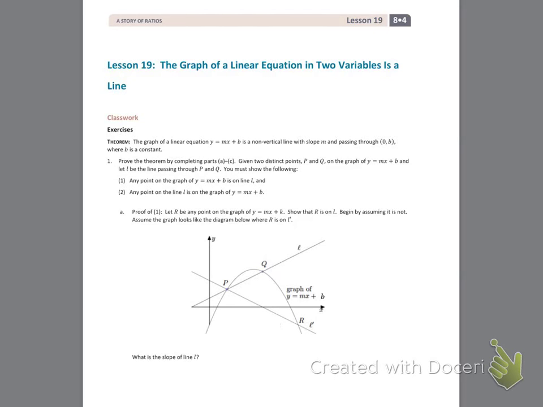Okay, so we're given 2 points, P and Q, that are solutions of y equals mx plus b, and then there's a line L that passes through those points P and Q. Okay, so we want to show that any point that's on the graph of y equals mx plus b has to be on that line L, and that any point on that line L is also a solution of y equals mx plus b. Okay, so we have to prove those two things separately. So part A is going to walk us through the proof of 1.